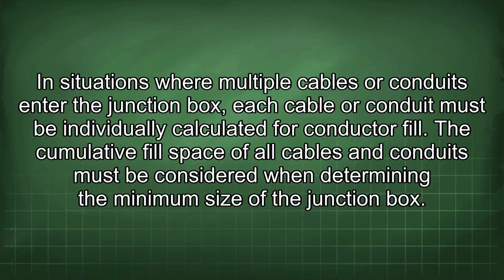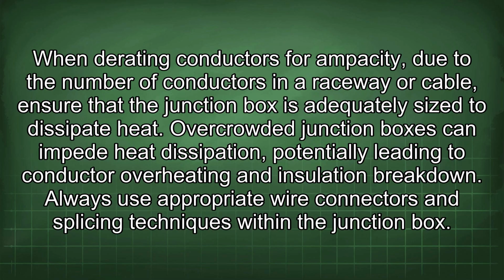In situations where multiple cables or conduits enter the junction box, each cable or conduit must be individually calculated for conductor fill. The cumulative fill space of all cables and conduits must be considered when determining the minimum size of the junction box. When derating conductors for ampacity, due to the number of conductors in a raceway or cable, ensure that the junction box is adequately sized to dissipate heat. Overcrowded junction boxes can impede heat dissipation, potentially leading to conductor overheating and insulation breakdown.